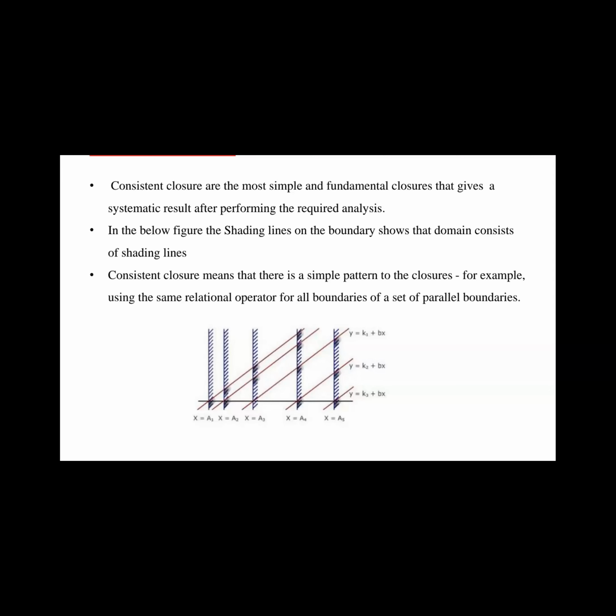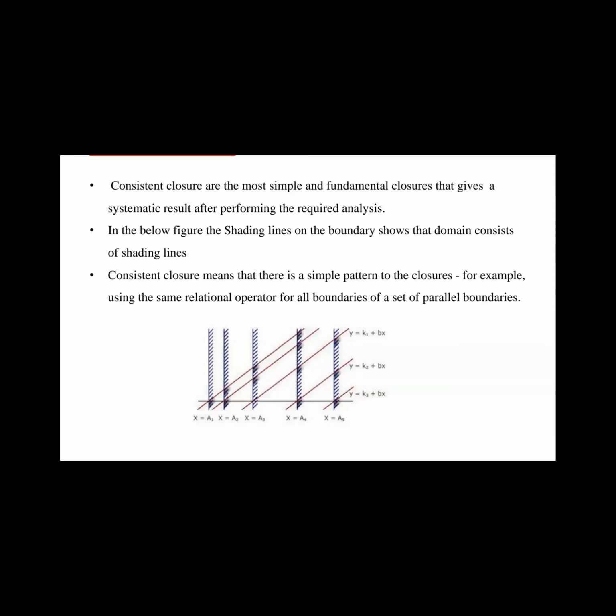Consistent closures are the most simple and fundamental closures that give systematic results after performing the required analysis. After completion of the analysis, it will represent the result in a systematic format, and it will be consistent and correct. It will be in the correct, consistent form. The following figure shows that the shaded lines on the boundary indicate domain consistency. It is a domain consistent.